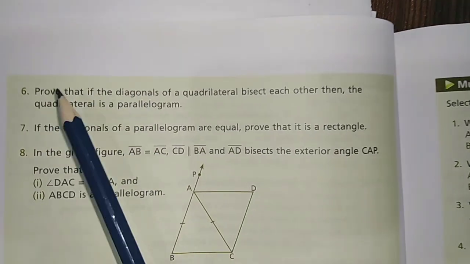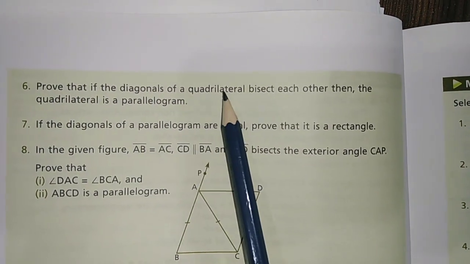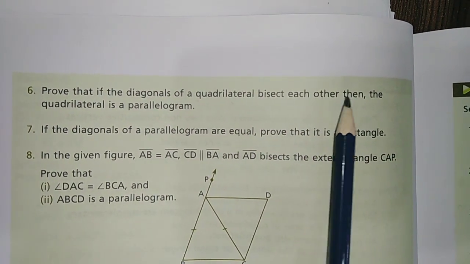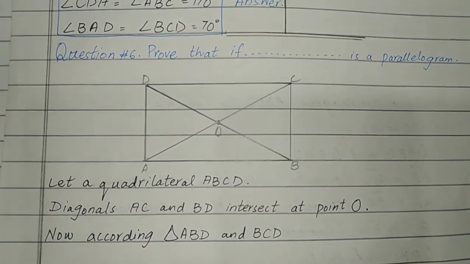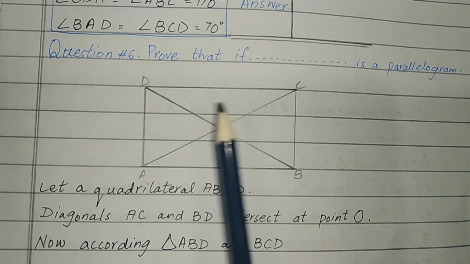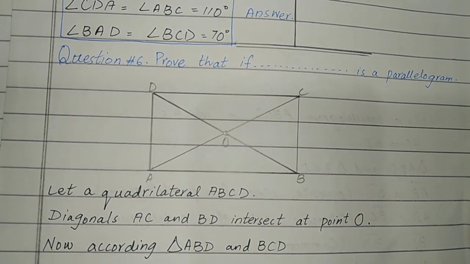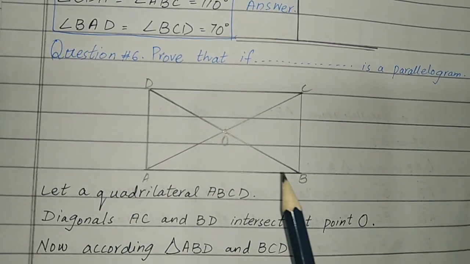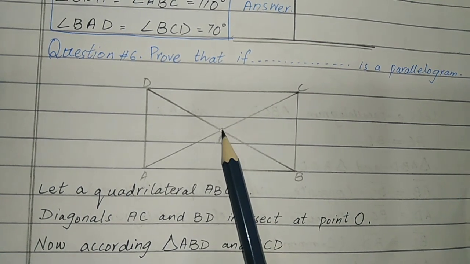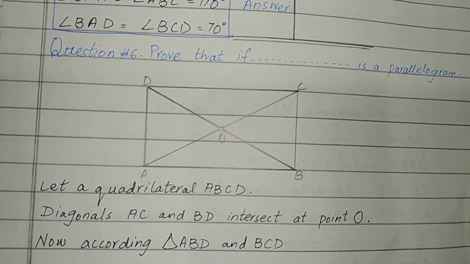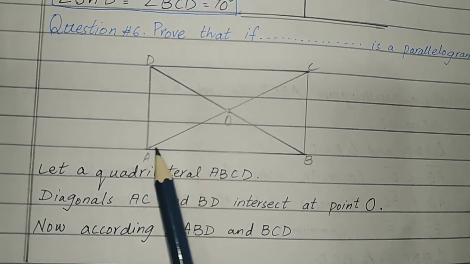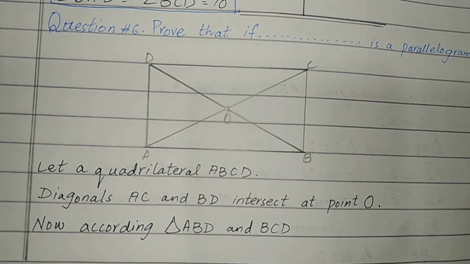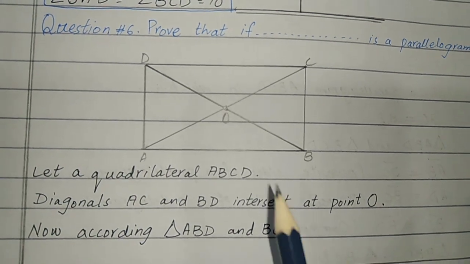Question number 6. Prove that if the diagonals of a quadrilateral bisect each other, then the quadrilateral is a parallelogram. So firstly we have to draw a diagram of a quadrilateral, because it has 4 sides and 4 angles and is a closed figure. If the diagonals of the quadrilateral intersect each other, then we have to prove that this is a parallelogram. So let ABCD be a quadrilateral and diagonals AC and BD intersect at the point O.